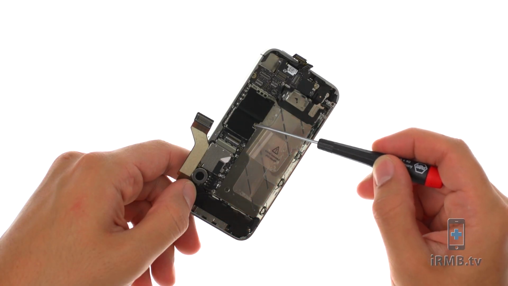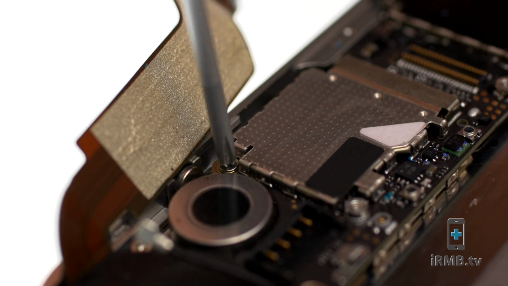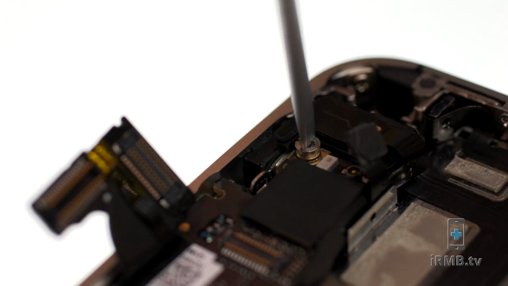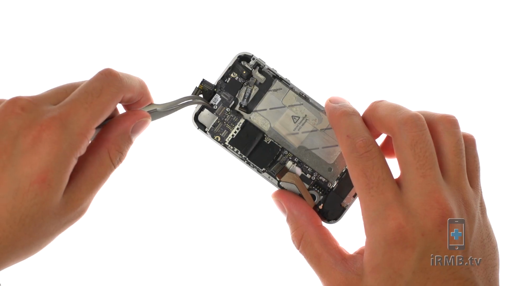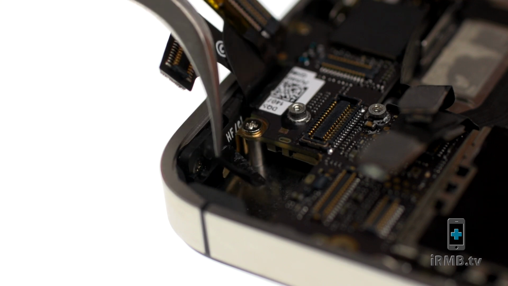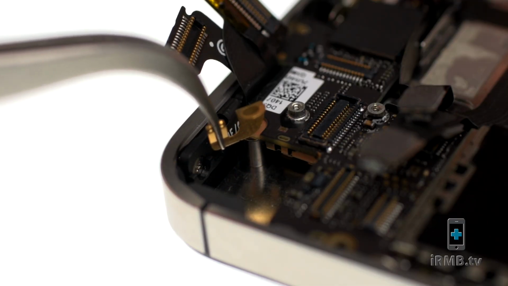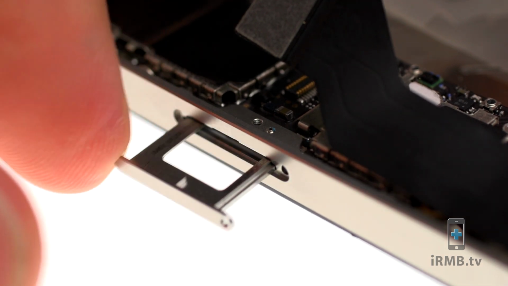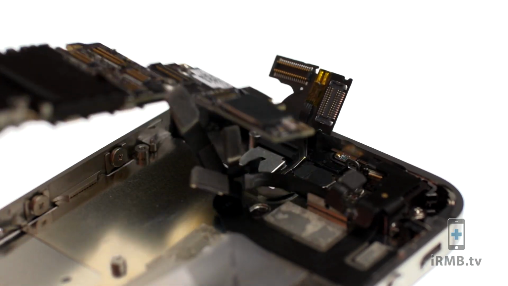Remove the following two Phillips and two flathead screws securing motherboard in place. Remove black tape covering the screw. Phillips screw securing motherboard in place, and make sure not to lose the small grounding piece. Remove the SIM tray. Carefully remove the motherboard from the iPhone.